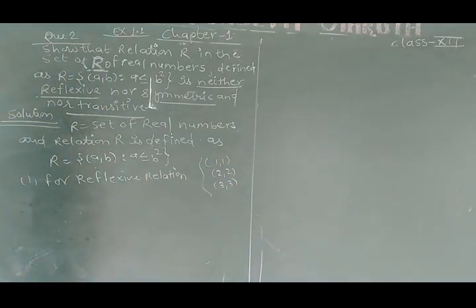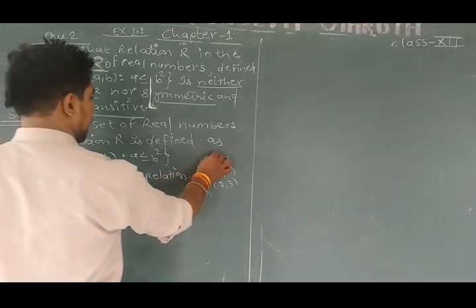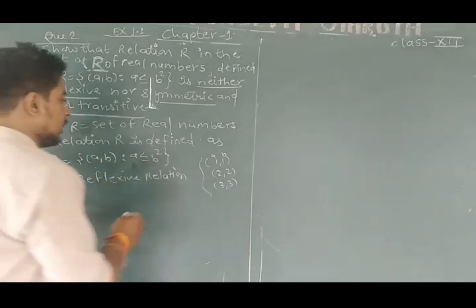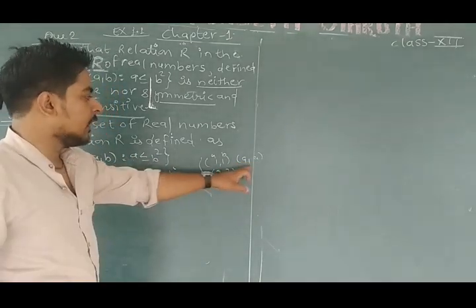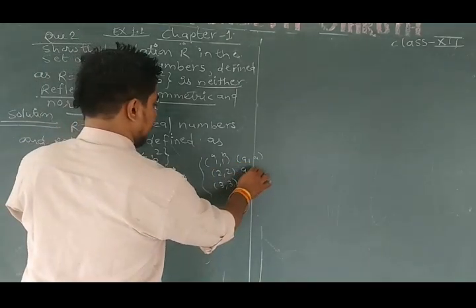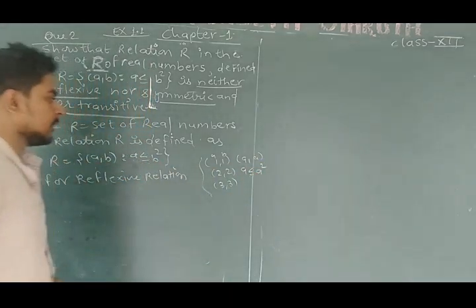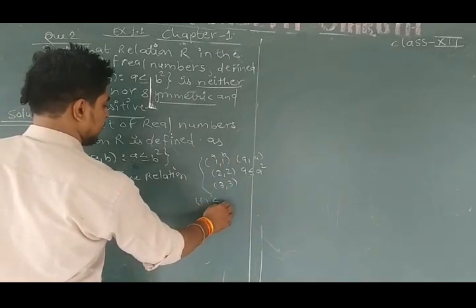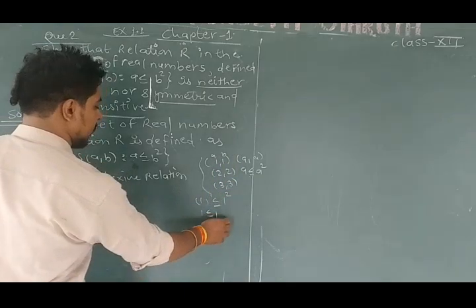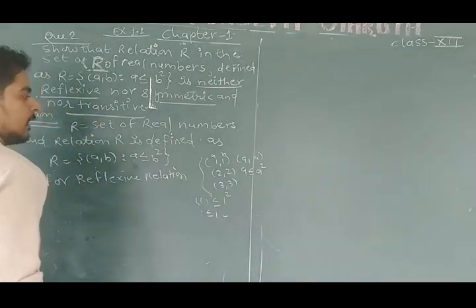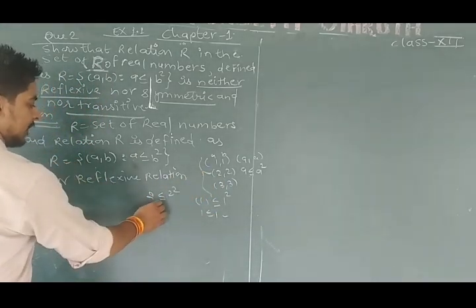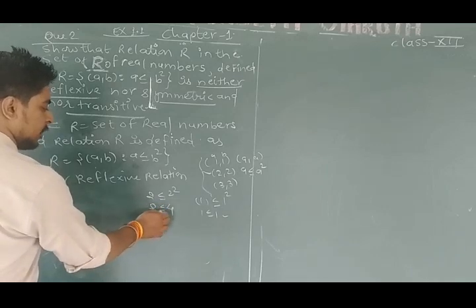Suppose it is A and it is B, and according to the relation A is less than or equal to B square, if the ordered pair (A, A) is formed, it means that A should be less than or equal to A square. Checking, 1 is less than or equal to 1 square, which is true because 1 is equal to 1. And for 2, 2 is less than or equal to 4, it means 2 is less than 4.